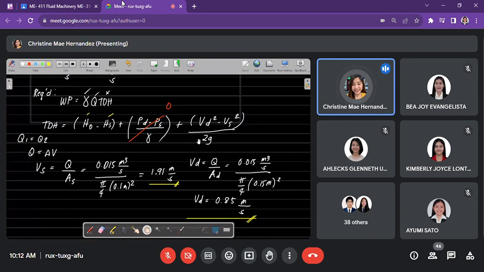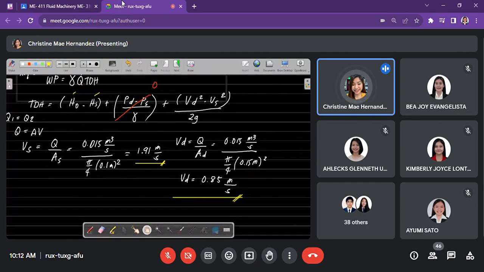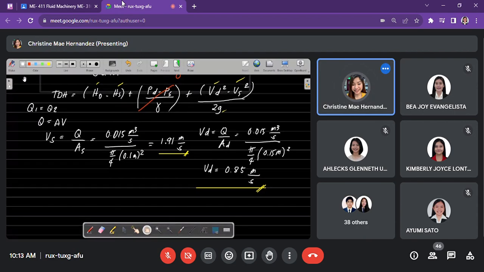Then, velocity head, meron tayong na-compute na velocity at discharge and velocity at the suction head. And yung ating gravitational acceleration, constant. So, pwede na natin siyang i-substitute yung ating given values and computed values sa ating formula for total dynamic head.